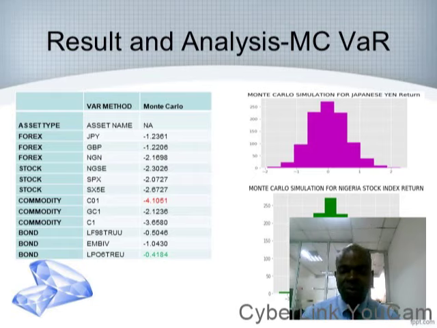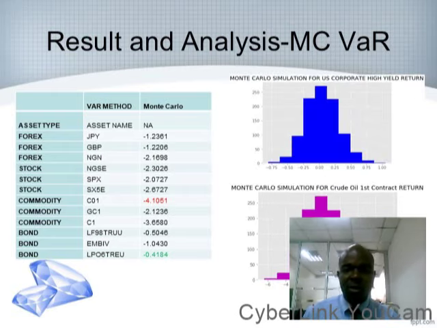We also plotted a histogram of, for instance, Japanese yen, which shows that the returns are distributed between -2 and 2. The same goes for US corporate yield. Its returns are distributed between -0.75 and 1.